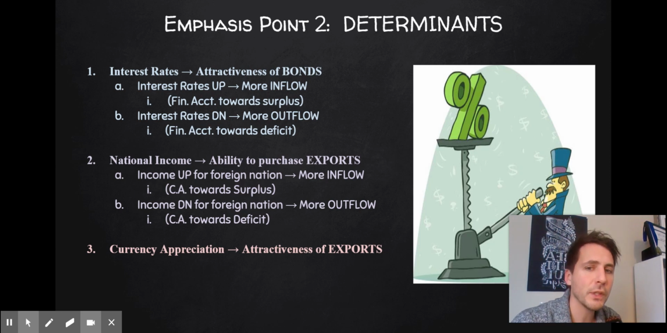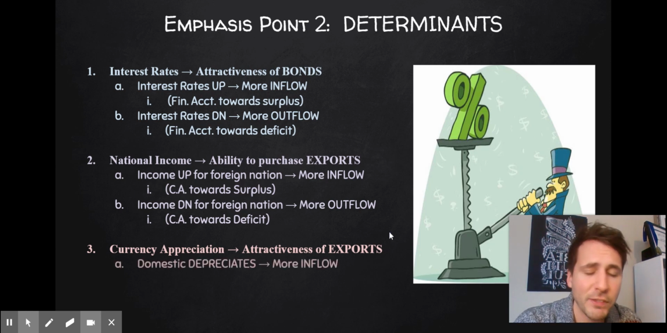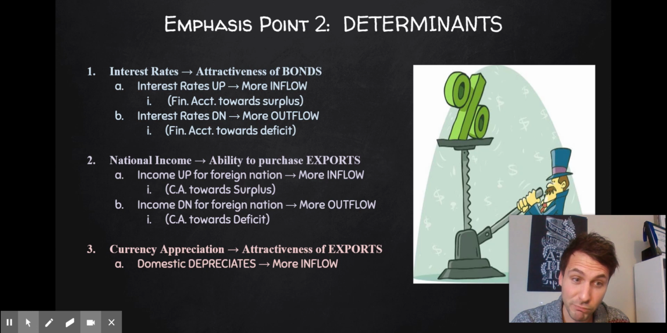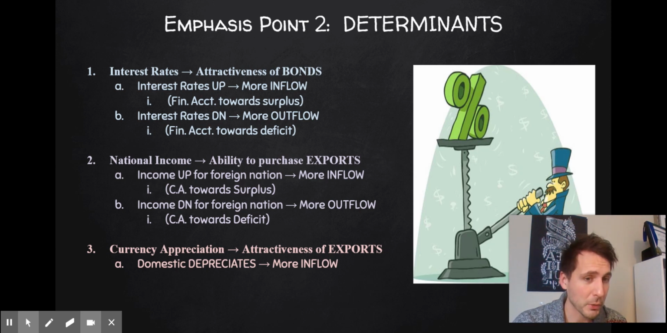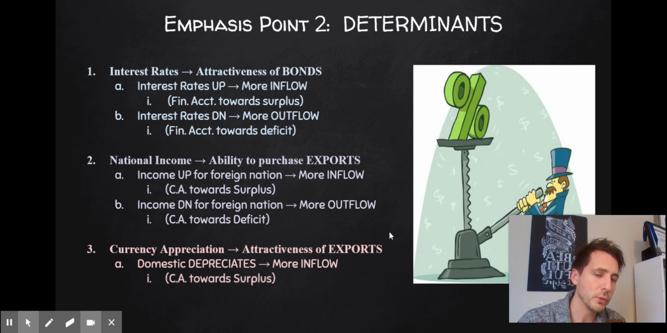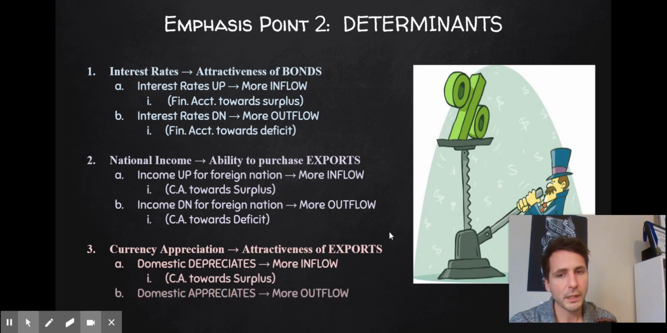Okay? Currency appreciation is about the attractiveness of the exports again. Currency appreciation is just the power or strength of the American dollar. When the American dollar depreciates, goes down in value, there's actually going to be more inflow. Think of it this way: the goods that we export will look relatively less expensive because those foreign nations' currency buys more American dollars. So they're going to buy more of our exports, which we know is inflow, which moves us towards a surplus.